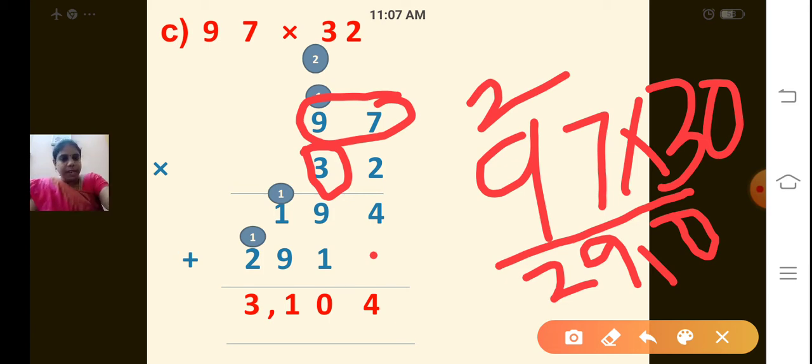So this is the tens place. We are multiplying by 3 tens, so the answer is 2910. No need to write the 0. Just leave that place and start from the tens place, right?